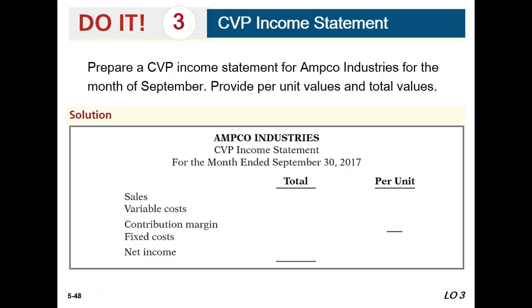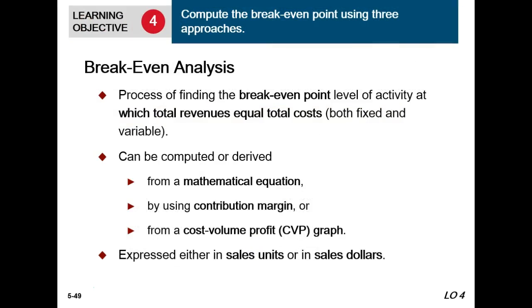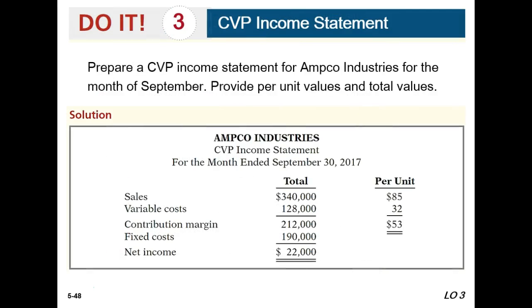So, here we go. The sales at how many units? I'm sorry, I forgot. 4,000 units. So, 4,000 units at 85, 340,000. Our variable costs, 4,000 units at 32, gives us our contribution margin, $53 times 4,000 units is going to give us 212,000. We subtract our fixed costs, and look what we get. Whoops, our net income of 22,000.